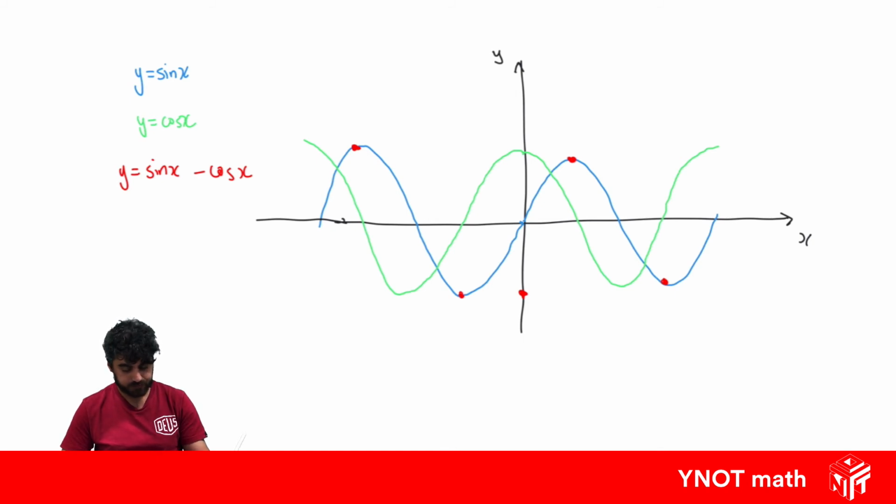Now, whenever the curves cross over with each other, their y values are the same, and whenever we're subtracting y values that are the same, we're just going to get 0. So wherever the graphs cross over, we're actually going to be cutting the x-axis, which is all those points there.